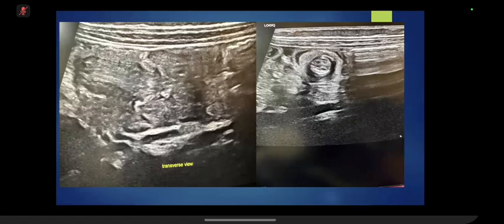Yes, this is intussusception with the intervening bowel loops as well as mesenteric fat. I will do the Doppler study to check its vascularity, and I will immediately inform the referring physician, and I will arrange the pneumatic reduction for this patient.